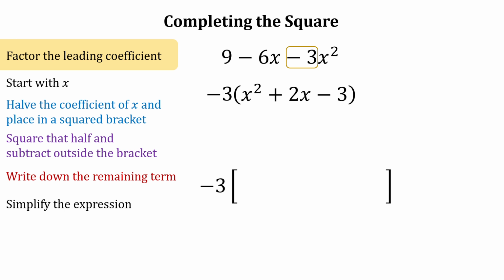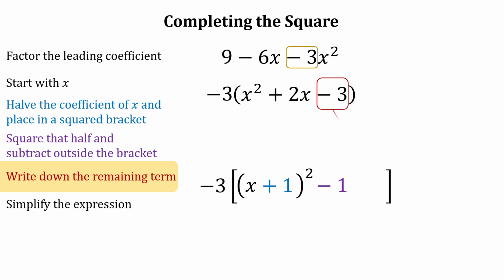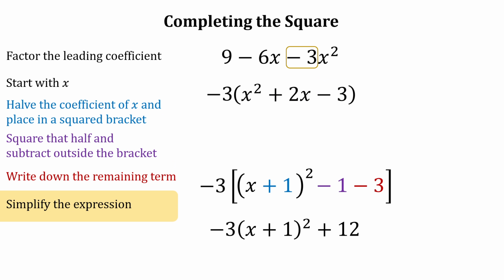Write -3 and inside the bracket, start by writing x. Halve the coefficient of x and place it in a squared bracket. Then, square that half and subtract outside the bracket. Next, write down the remaining term. Simplify the expression. The final answer is -3 times x plus 1 squared plus 12.